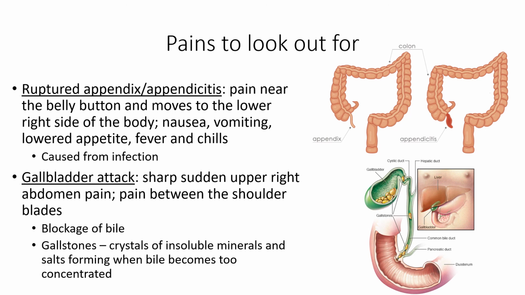A gallbladder attack is going to be, of course, in the gallbladder. This is going to be a sharp, sudden upper right abdominal pain and possibly pain between your shoulder blades. This means that there is a blockage of bile and potentially gallstones. Gallstones are going to be crystals of insoluble minerals and salts that form when bile becomes too concentrated. It can end up blocking this common bile duct, and that would be a very bad thing. Again, would need surgery, possibly the gallbladder to be removed, or at least for these gallstones to be removed.